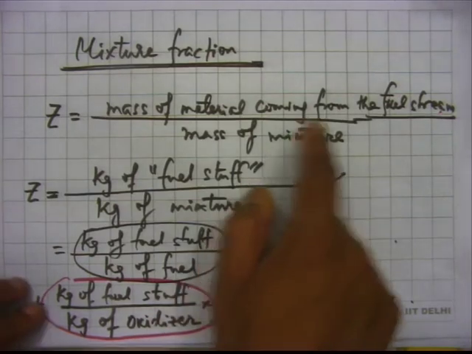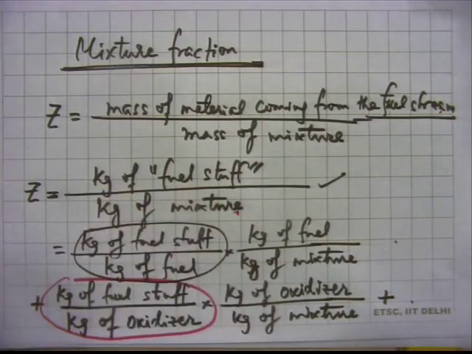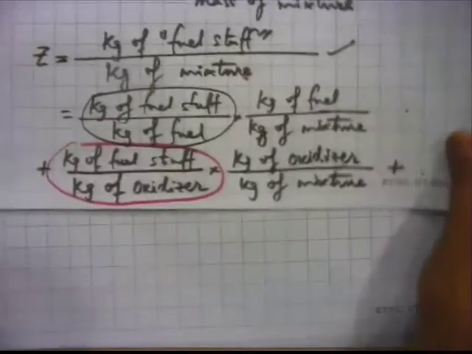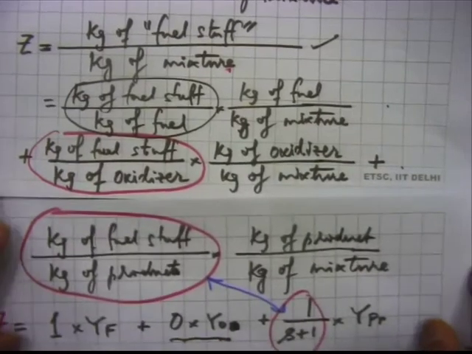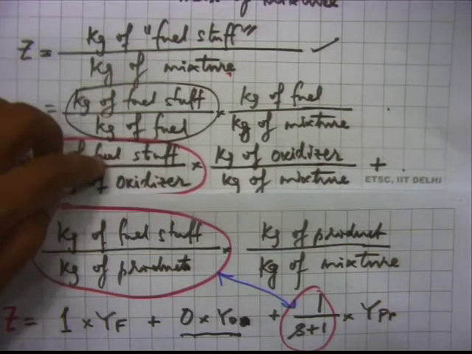Mass of material coming from the fuel stream divided by mass of mixture, that I wrote as kg of fuel stuff. Now we understand what this is, right? Carbon and hydrogen, for example, if it is a hydrocarbon fuel. If there is something else, let us say sulfur in the fuel or something, that also has to be accounted for. But in the ethane example, it was only carbon and hydrogen. So it is kg of fuel stuff divided by kg of mixture, and that we wrote as a sum of 3 terms, because in the chemical system that we thought of, we had 3 species, again fuel, oxidizer and products. Accordingly, we wrote these 3 terms.